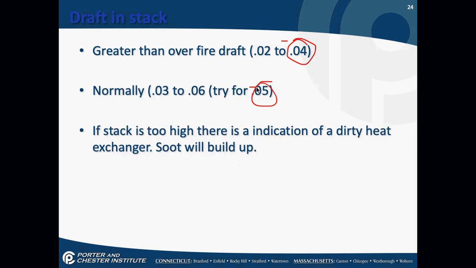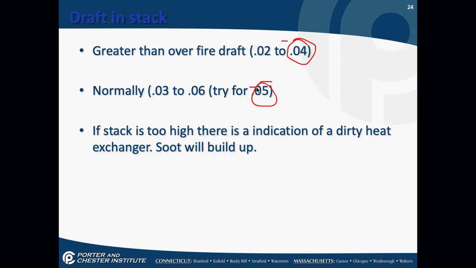Again, let me repeat this. If your over-the-fire draft is good and your stack draft is too high, it's an indication of a dirty heat exchanger. There's no heat exchange taking place. Soot is building up, and it's insulating, and it's allowing that extremely hot air to get into the chimney and come out the vent. So why do we check our drafts at the end of every service call?